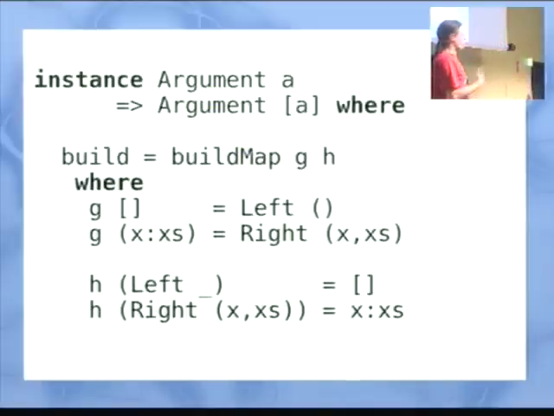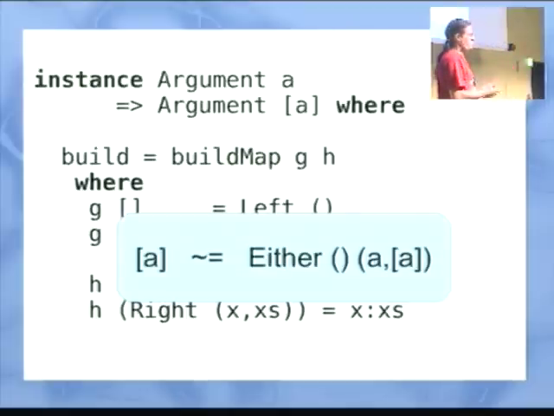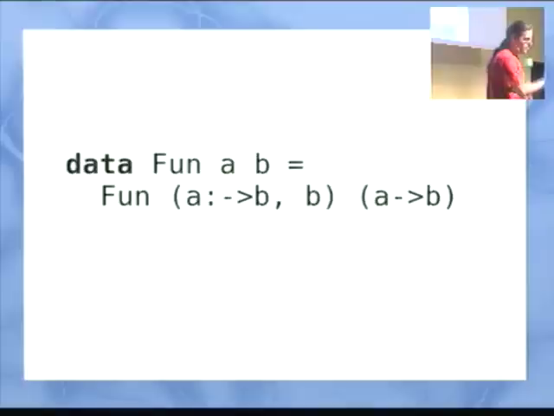So the build function is just build map of G and H, where G takes a list and turns it into something that uses lefts and rights and pairs. And H is the inverse of that. And here I'm using this isomorphism, so lists are isomorphic to either unit or the pair A, list of A. And the recursion is nicely dealt with in the type class mechanism, so I don't have to do this recursively. And so this is quite standard when you do this kind of type generic programming in Haskell, so I won't bore you with these details.